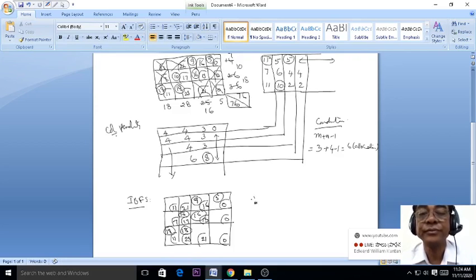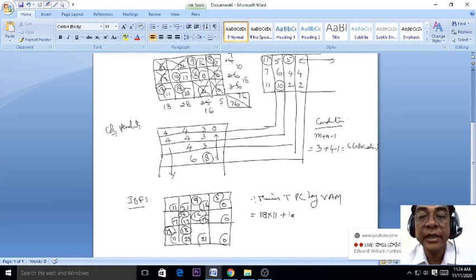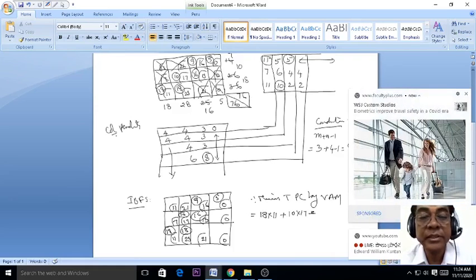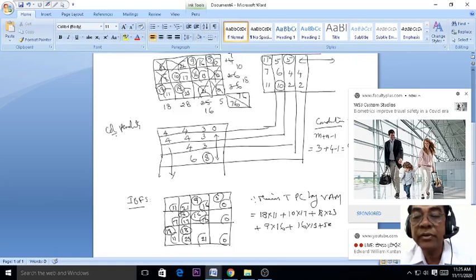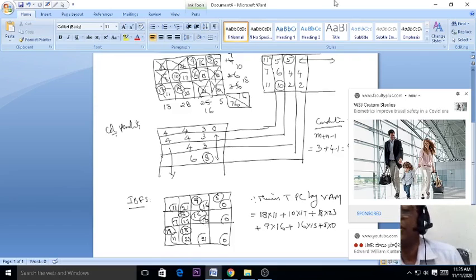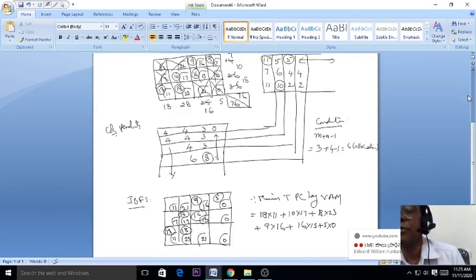So therefore, minimum transportation cost by VAM equals 18 into 11 plus 10 into 17 plus 18 into 23 plus 9 into 16 plus 16 into 13 plus 5 into 0 plus 5 into 0. So what is the final solution here?